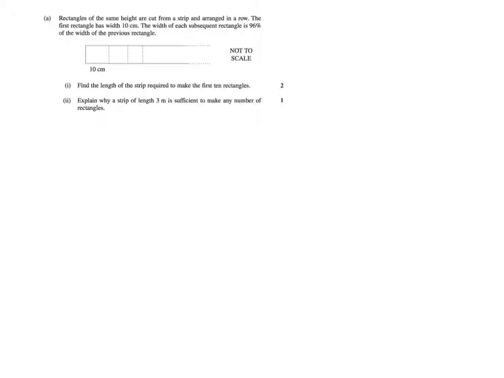Okay, so let's start setting this up. We've got a GP this time, so that means we've got a first term of 10 centimetres and a ratio of 0.96. So that means that our Tn is 10 times 0.96 to the n minus 1. Okay, so if we want to find the length of the strip required to make the first 10 rectangles, well that's going to be a sum type question. We could find the 10th rectangle, and it's going to start getting very small. But if we want the first 10 rectangles, then it's going to be a sum question.